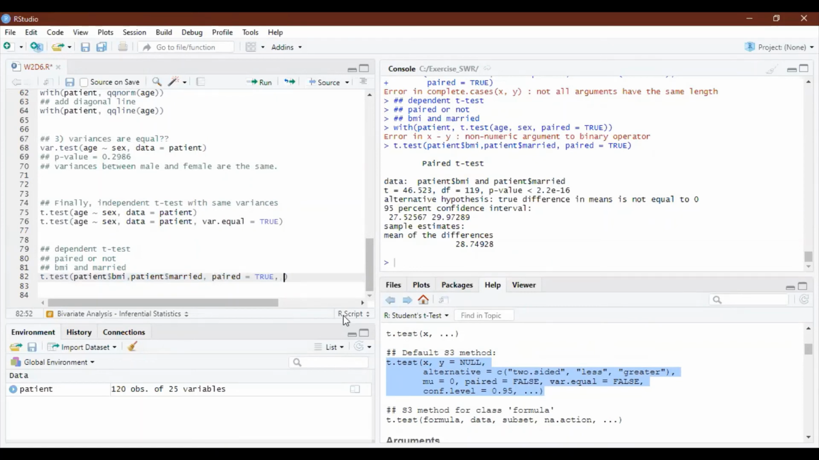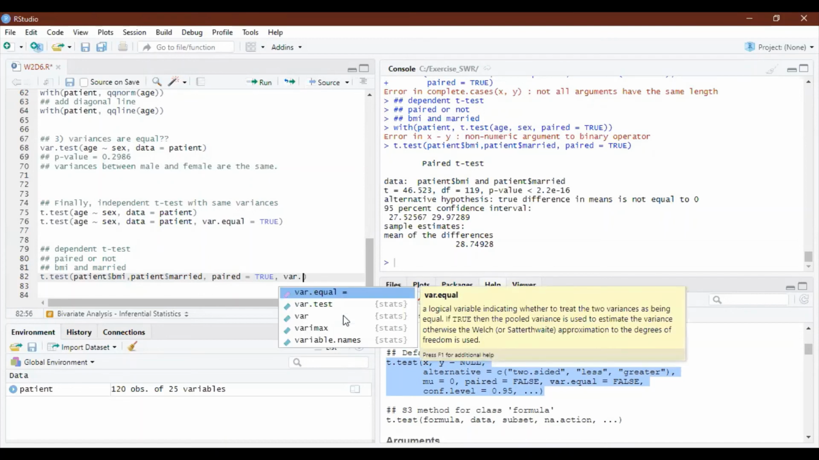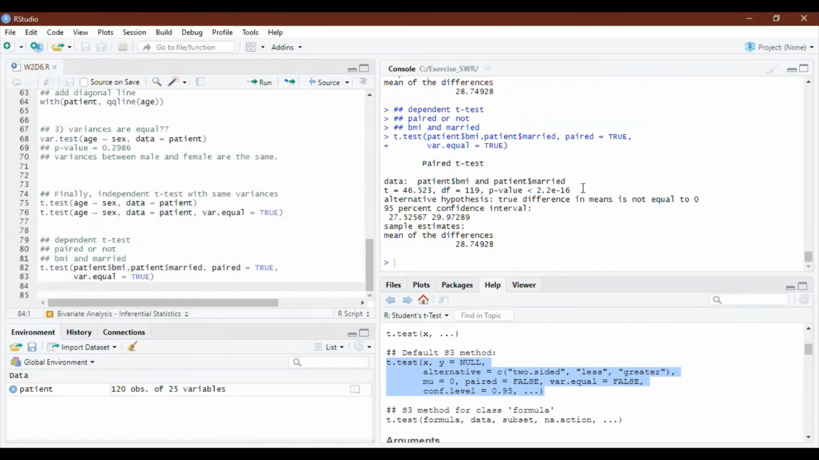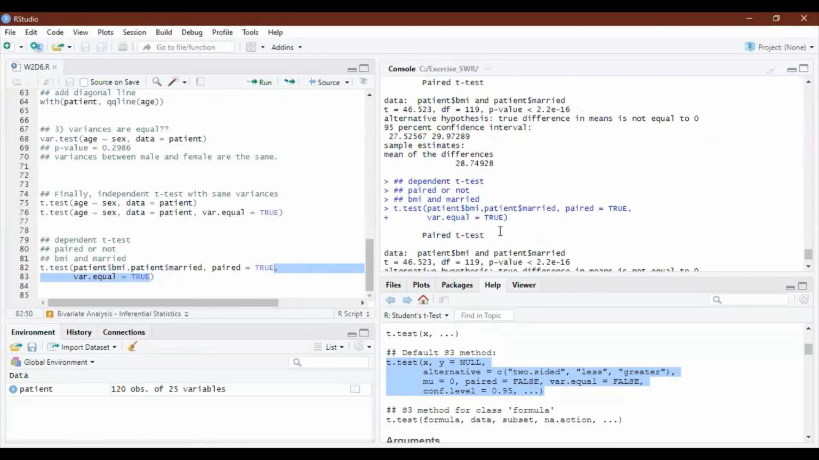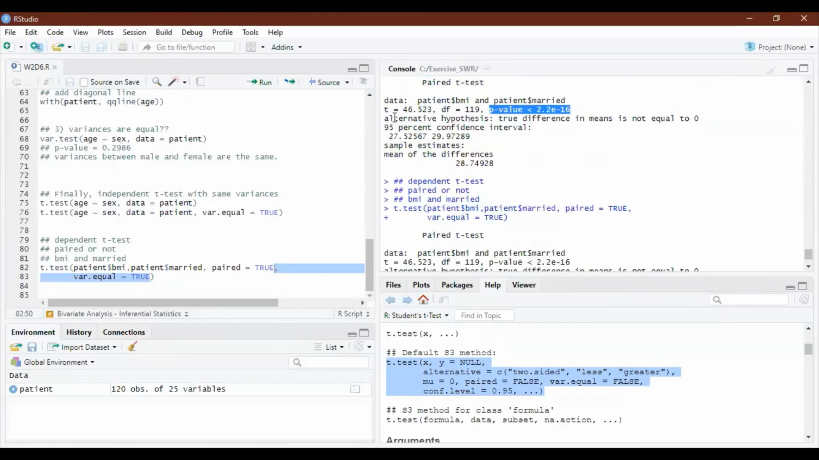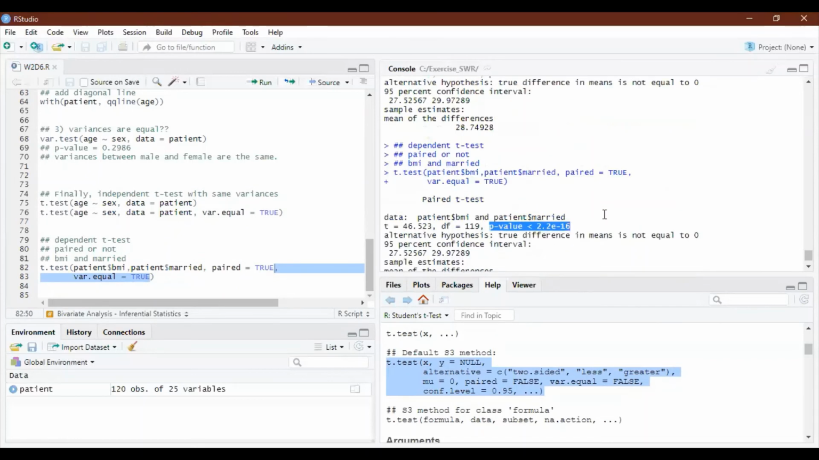Okay, so and then we also have to say that variance is equal to true. Okay, let's see, var.equal is equal to true. Okay, anyway, there is no difference, whether you put the variance assumption true for the paired t-test. So the p-value is the same, t statistics is also the same. So you can see that.